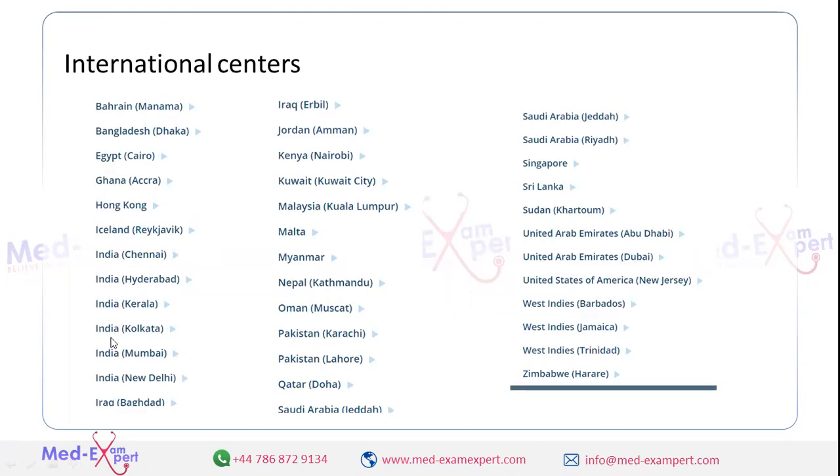And these are the international centers. In Southeast Asia, we have India, Pakistan, and also UAE and Saudi Arabia. These are the nearby centers which are available for Southeast Asia.